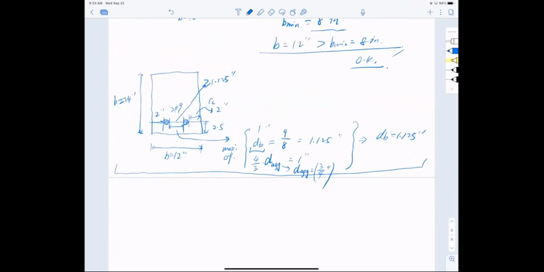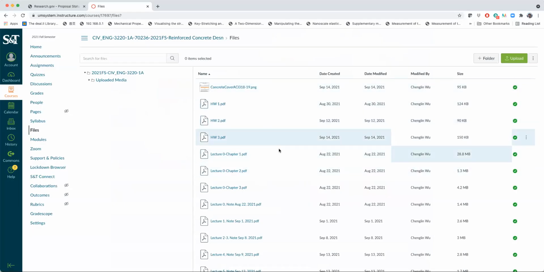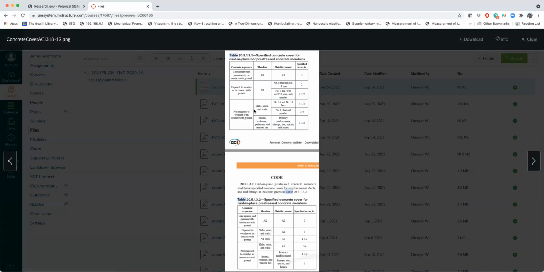Just 1 second, all right, let me switch screens. Okay, I think this is a better way to do that. Do you guys see my screen? Sarah, do you see it? Okay, so this is on Canvas again. There's a file folder. You see files, and there's a screenshot called concrete cover ACI 318-19. You click on it, and you see this table right here.